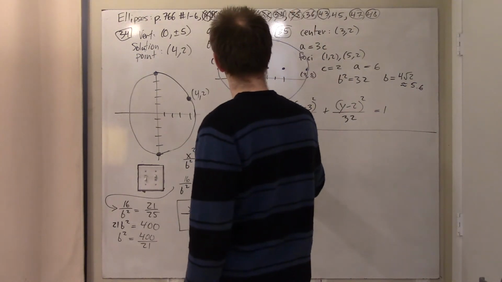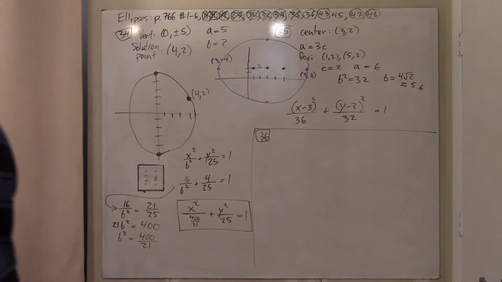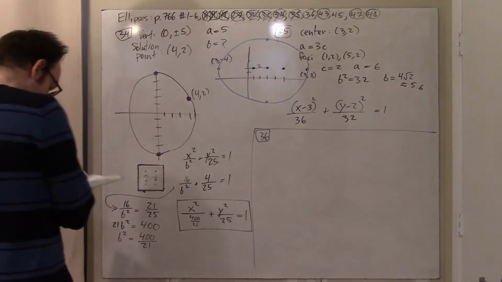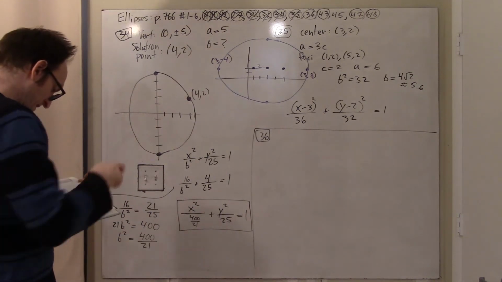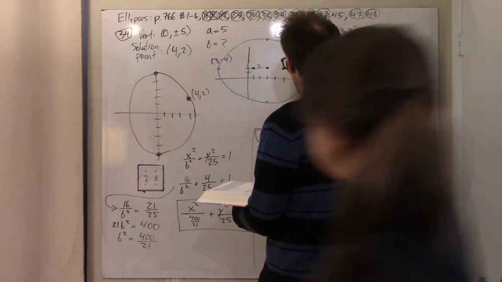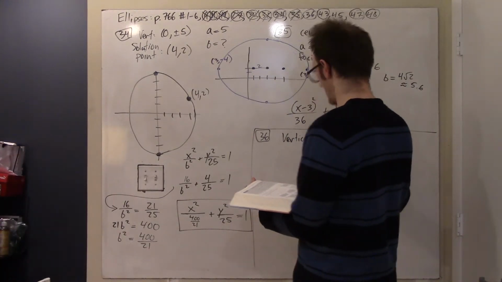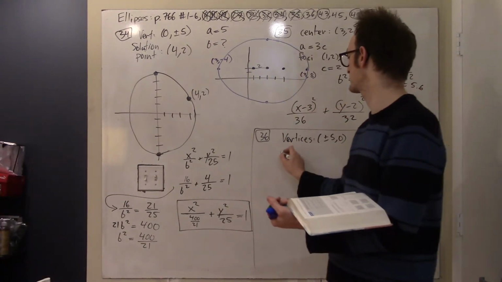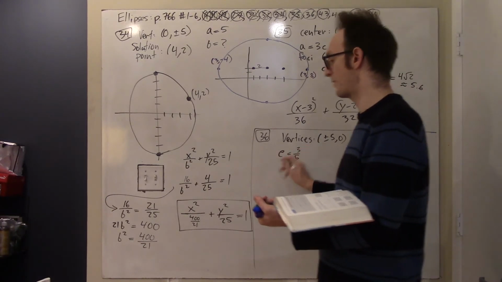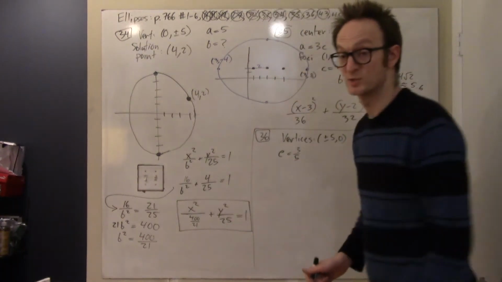36. What's up with number 36? I lost my spot. There we go. The vertices are at, this problem's also not that hard. Vertices are at plus or minus 5 comma 0. And the eccentricity is 3/5. Okay, well, I think that for this, we just do it, right? Let's just do this pretty fast.